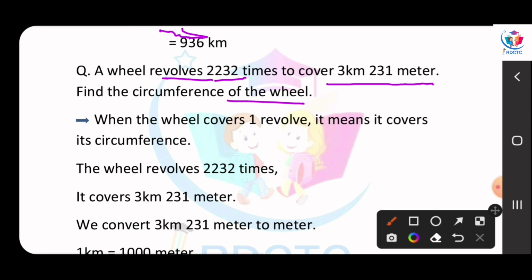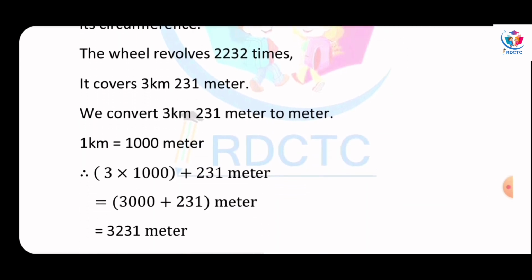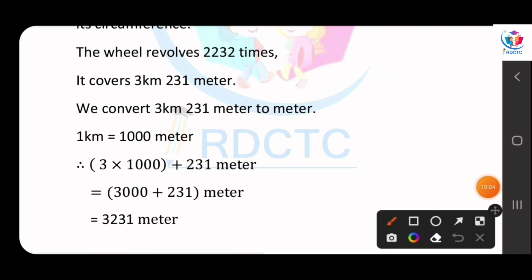When the wheel covers one revolution, it means it covers its circumference. That is why the wheel revolves 2232 times and it covers 3 km 231 meter. We convert 3 km 231 meter to meter, right? 1 kilometer equals 1000 meter, and I multiply 3 km into 1000 and add 231 meter. And we get our answer 3231 meter.